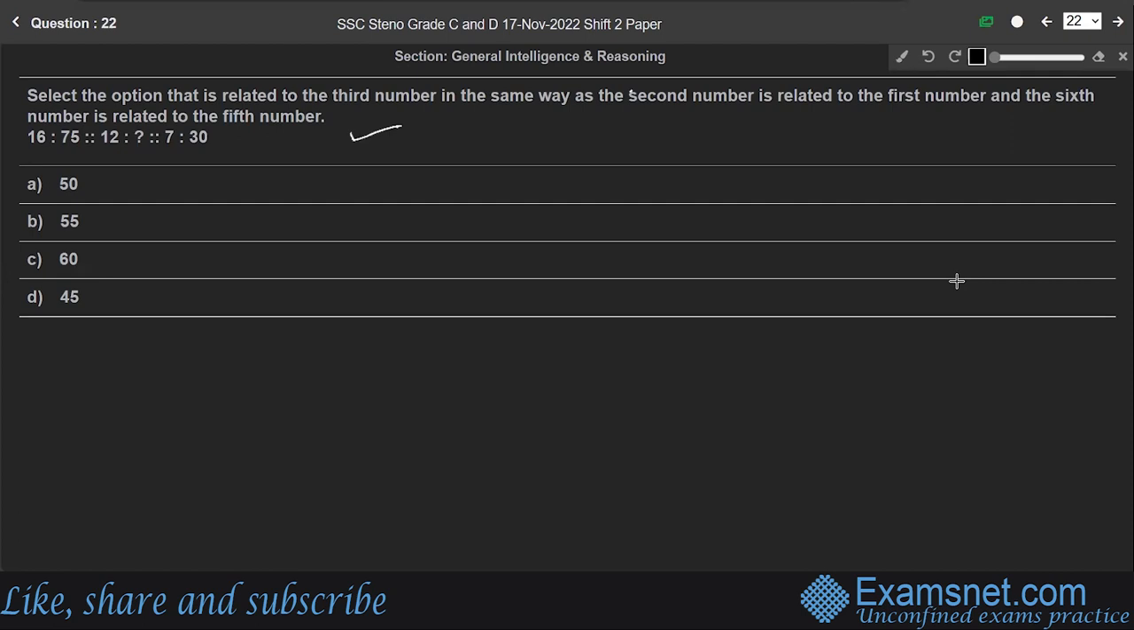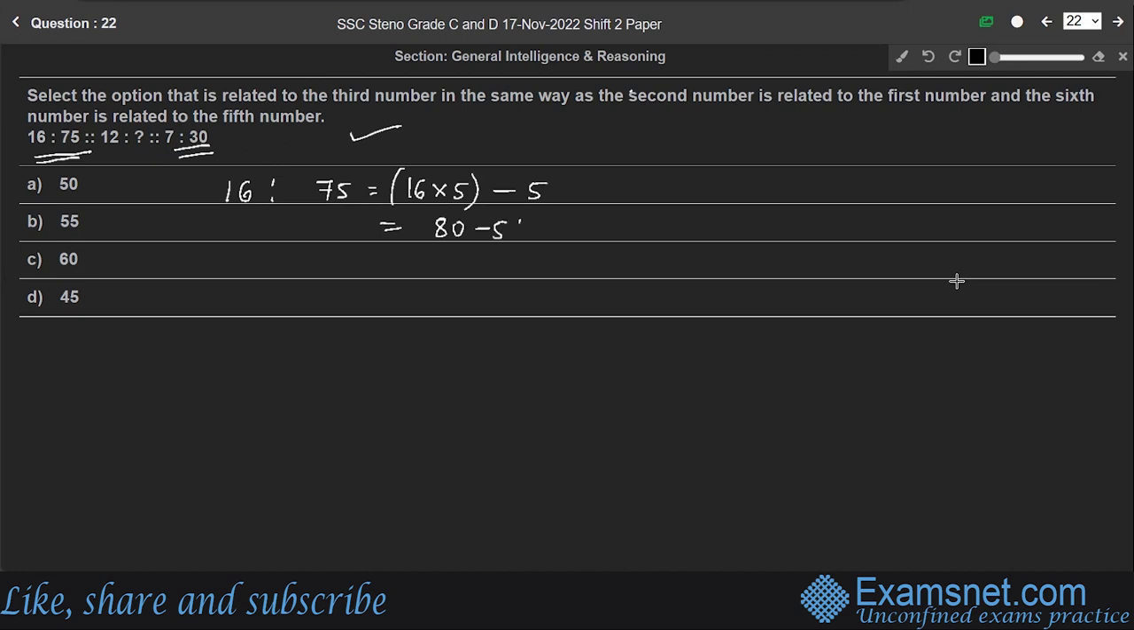Question number 22. Select the option that is related to the third number in the same way as the second number is related to the first number and the sixth number is related to the fifth number. So we'll find the logic behind the first two numbers and last two numbers, how they are related. Here 16 and 75 are related as: I can write 75 as 16 into 5, which is 80, minus 5. So 80 minus 5 is 75.